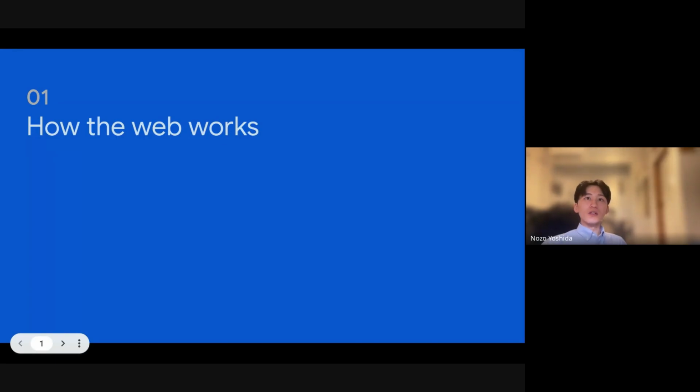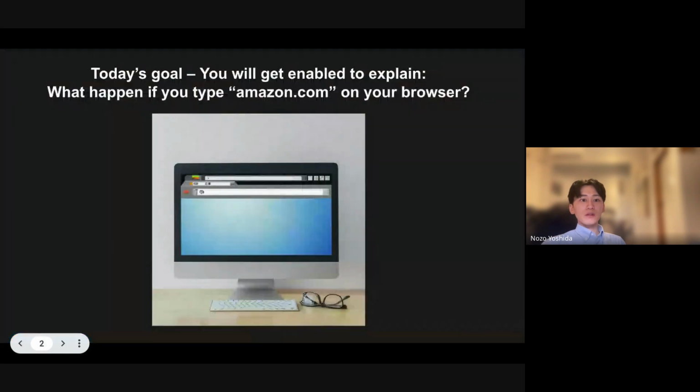Yes, so the first session is about the website. And this is today's goal. You will get used to explaining the concept: what happens if you type Amazon.com on your browser?